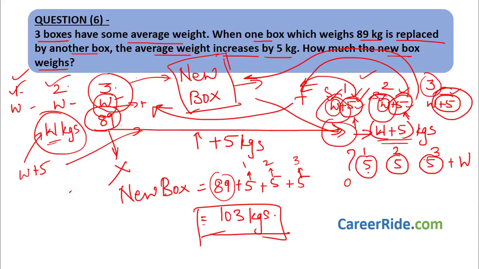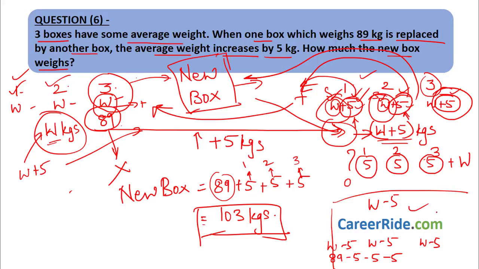Now if they say that the average weight decreases by 5 kg, then here instead of W plus 5, it would be W minus 5, and each of the boxes will have weight W minus 5, W minus 5 and W minus 5. And for the box which is getting replaced, say if it is of 89 kg, what would be the weight of the new box? It would be 89 minus 5 and minus 5, right? But here it is increasing, so we need not consider this. This is only for information, or in case something is asked regarding the weight decrease, right?